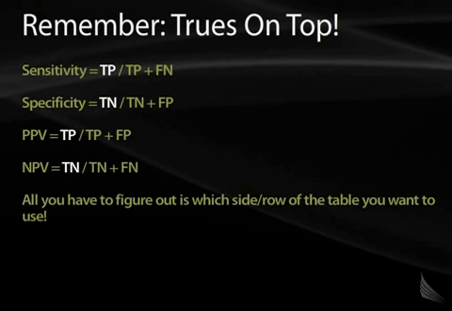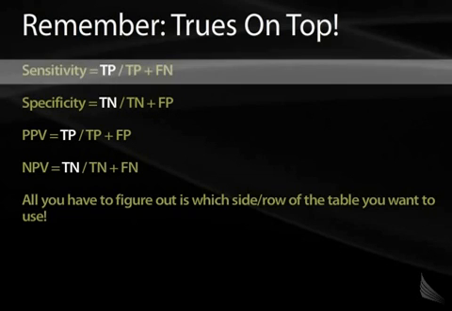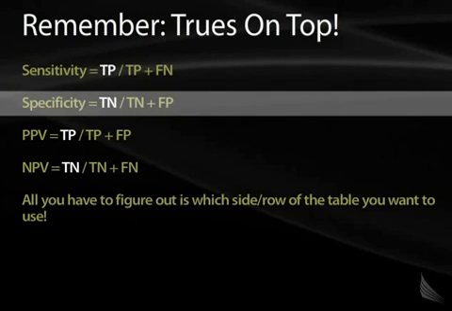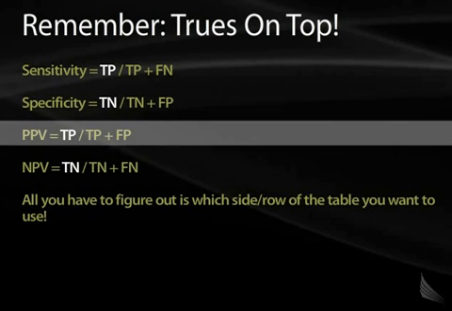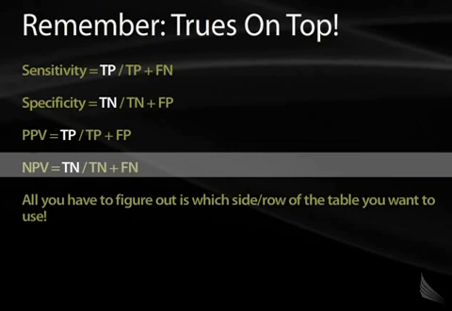Now remember, when trying to think about these various equations, you can always place the truths on top. For sensitivity, it's the true positives divided by the true positives and the false negatives. Specificity is the true negatives divided by the true negatives and the false positives. PPV is the true positives divided by all the positives. And NPV is the true negatives divided by all the negatives.